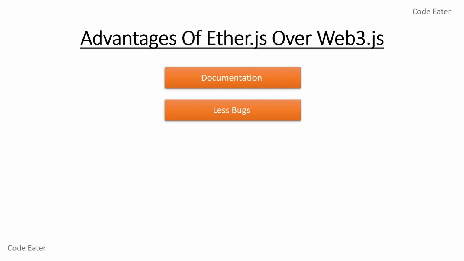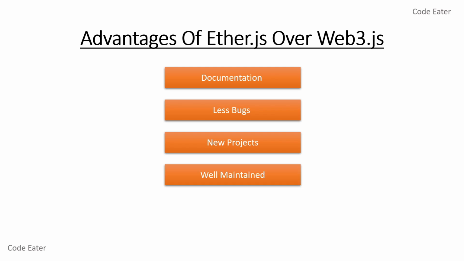The second thing about Ether.js library is that there are very few bugs. When it comes to Web3.js library, there are various amounts of bugs. So yes, again, you can see that Ether.js is winning over Web3.js library. And the third one is new projects. Most of the new projects, the startups and the companies that are coming into the picture, are using Ether.js library and not Web3.js library. The fourth point is that it is well maintained by the Ether.js community. There are regular updates. Everything is documented. So it is a well maintained library.